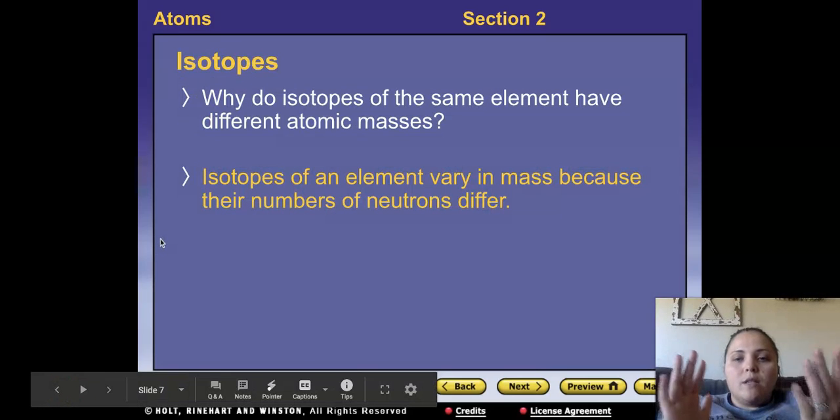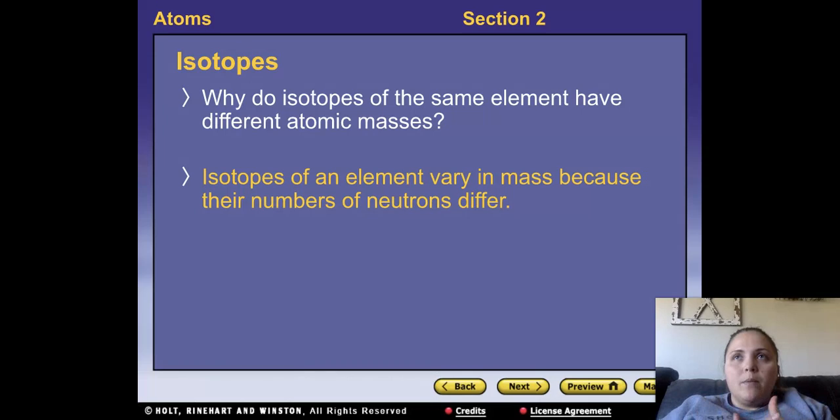So different atoms of the same element can have different numbers of neutrons. Like we said, carbon has 6 protons, but some versions have 6, some versions have 7, some versions have 8 neutrons. And those different versions are called isotopes. Isotopes of an element vary in mass because their numbers of neutrons are different.